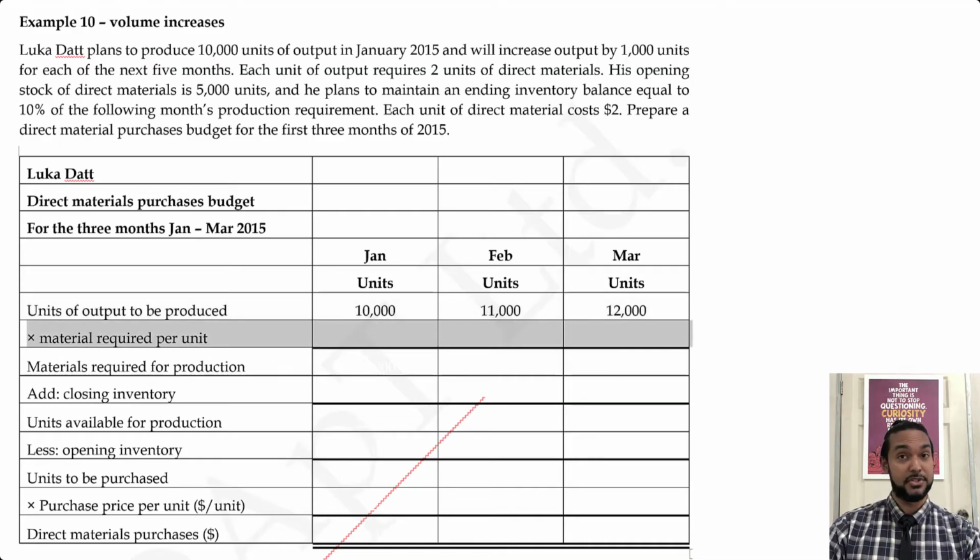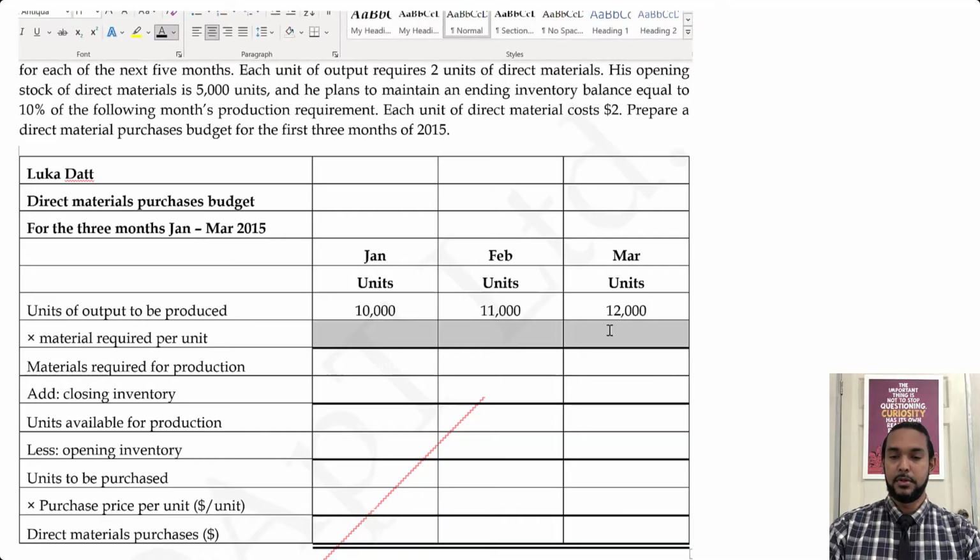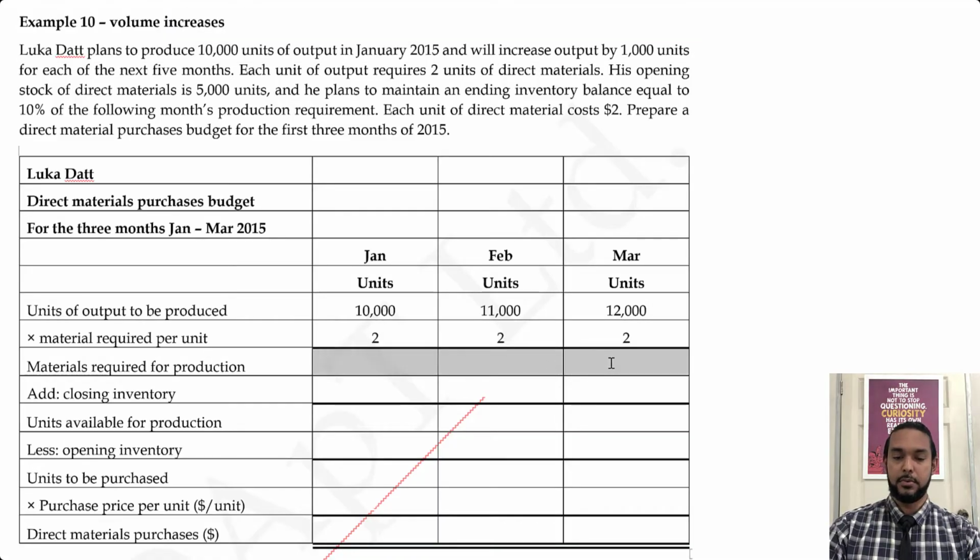We need materials to produce output. And we are told here in the question that each unit of output requires 2 units of materials. So all we have to do to find the materials we require is multiply how many units of materials each unit of output uses, and that was given as 2. And when we multiply going down, we're going to find the number of units of materials we need in any given month for production. So 10,000 by 2 is 20,000, 11,000 by 2 is 22,000, 12,000 by 2 is 24,000.